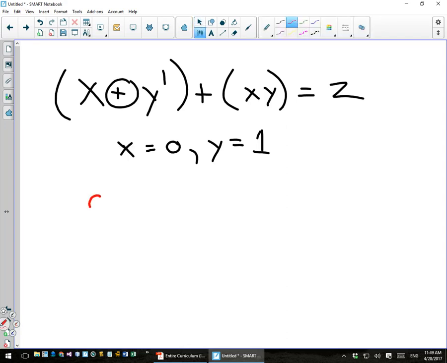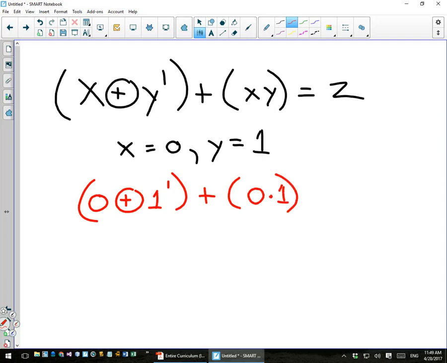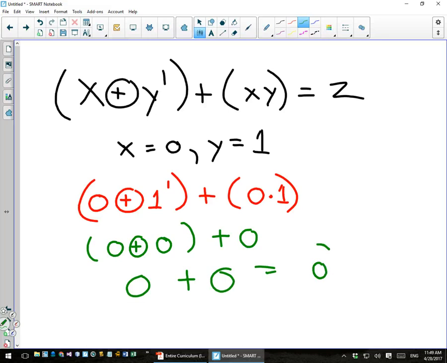We could say, okay, 0 XOR, 1 not, or 0 and y. Okay? So I can do this. 0 and 1 is 0. Okay? I can not this, so I can have 0 XOR 0. Okay? So it's 0 XOR 0 equals 0. Final answer. That's what Z is.